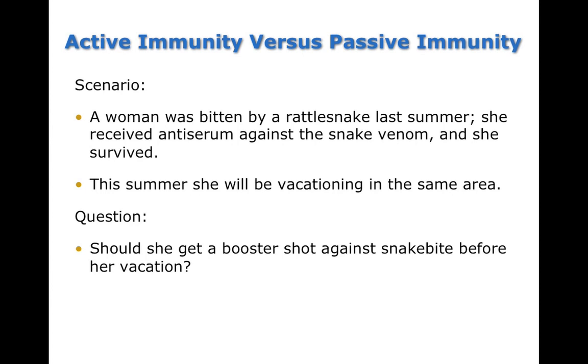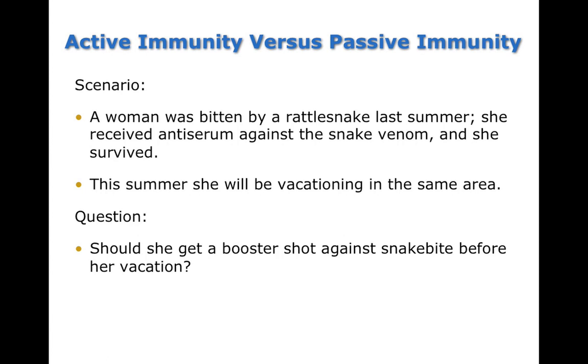Because if she developed immunity, that means she has memory B cells and T cells against rattlesnake venom antigens. Getting a booster shot and exposing yourself to those antigens again would cause those memory cells to proliferate into many clones. And because you'd have a lot of these cells ready to go, it's going to help confer even greater immunity. Let's say she were bitten by a rattlesnake again on her vacation; the booster shot would be effective at that point.